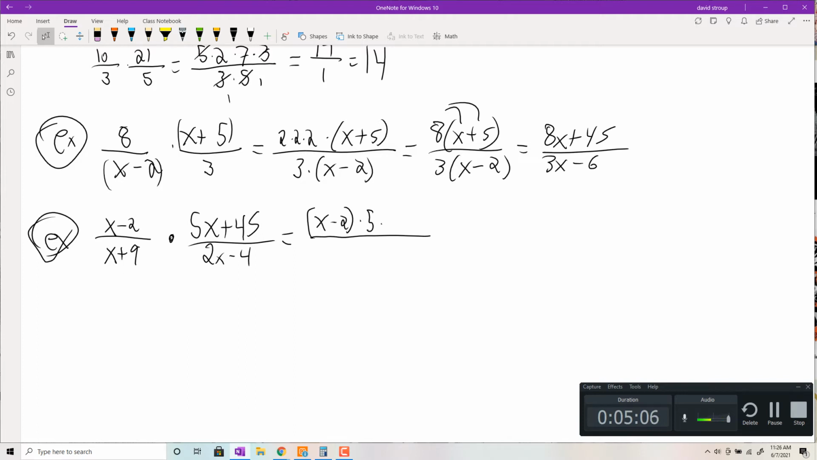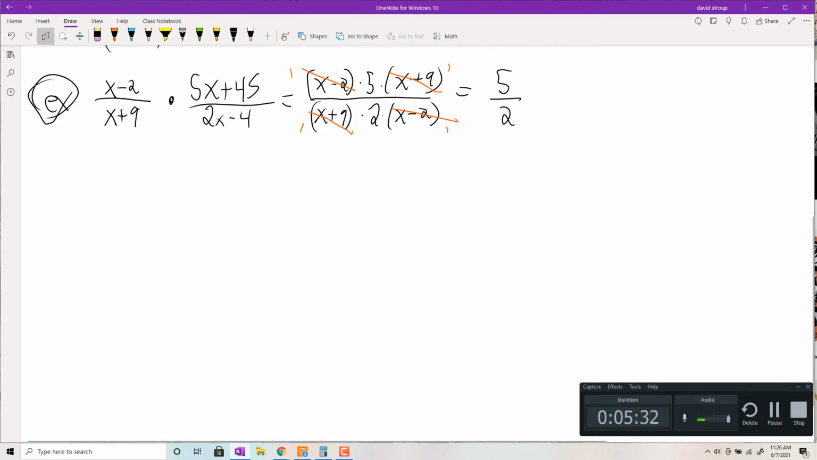I can factor out 5, and I'm left with x plus 9. And then downstairs I have the x plus 9, and then the 2x minus 4 is a GCF of 2, so x minus 2 there. And then I can see common factors, right? So I can remove the x plus 9 over x plus 9. I can remove the x minus 2 over x minus 2. It looks like I'm just left with 5 halves, right?